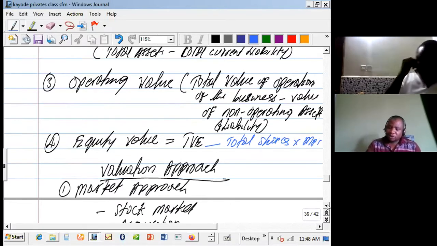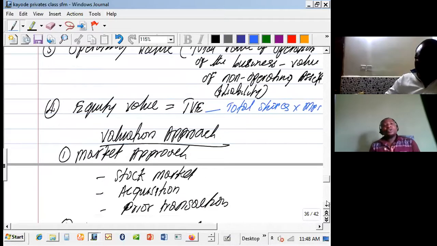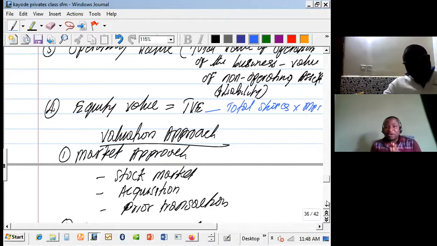Now, valuation approach. We know two key valuation approaches, which are the market approach and the income approach. For the market approach, there are two levels of calculating. We use the stock market value in a country that has a stock market, or the acquisition value, how much is that asset acquired for, or prior transaction value, where we look at how much the asset was acquired for previously. Are we together, sir?